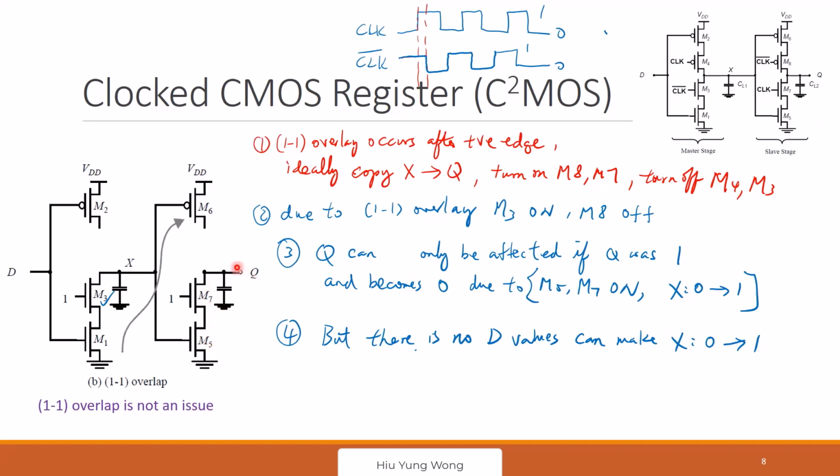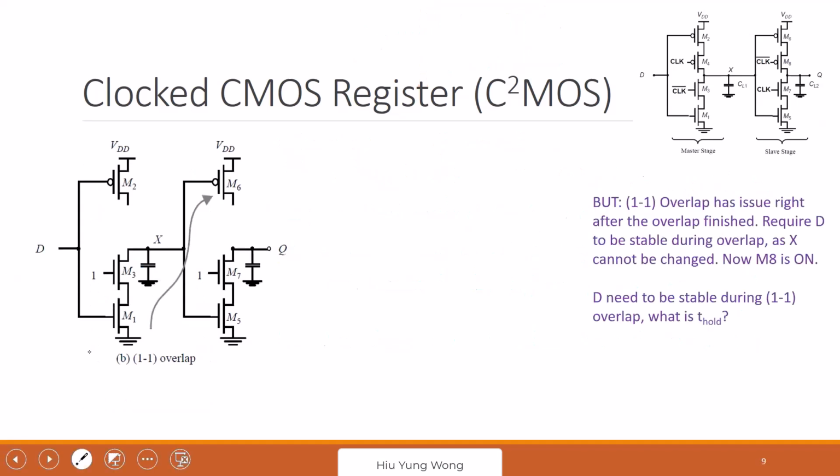But in order to make this from 1 to 0, it means I need to make X from 0 to 1 to turn on 5. But then you find that X itself cannot go from 1 to 0 or 0 to 1, because it's connected to ground. Then you say that no problem, no corruption. Okay, so no problem with 1-1 overlap. However, this is just a superficial thing. If we think deeper, actually there is a problem with 1-1 overlap. But this happened right after the overlap. So what is that?